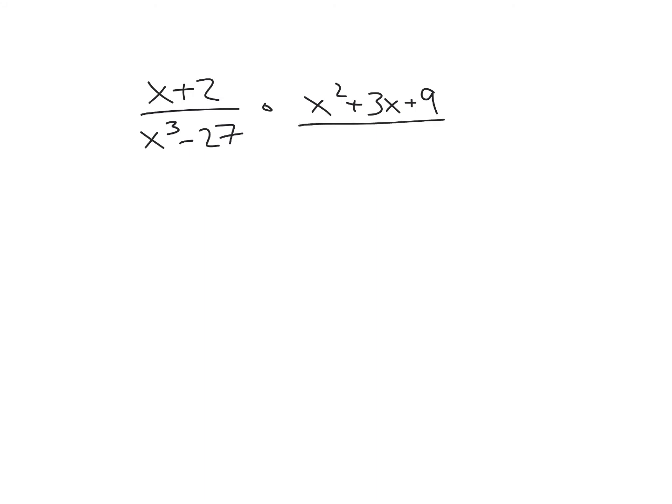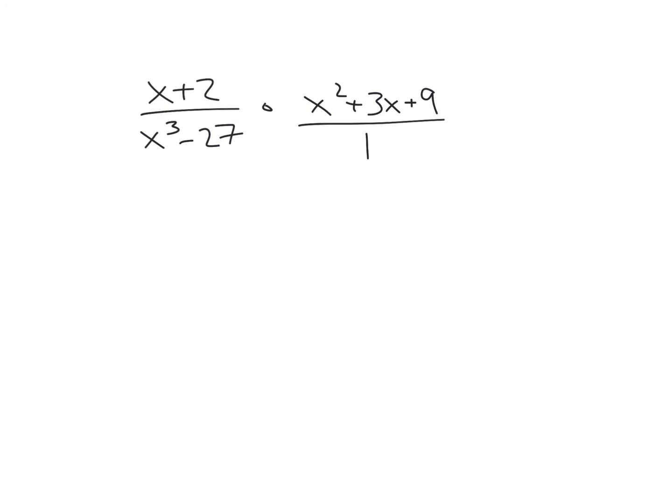So say I have x plus 2 over x cubed minus 27 times x squared plus 3x plus 9. If you ever encounter a quadratic that's floating or doesn't look like a fraction, put it over 1, and then that will allow you to see, okay, now I'm working with this type of fraction. Now proceed with the same normal process.